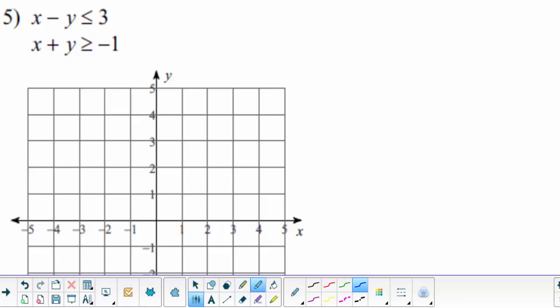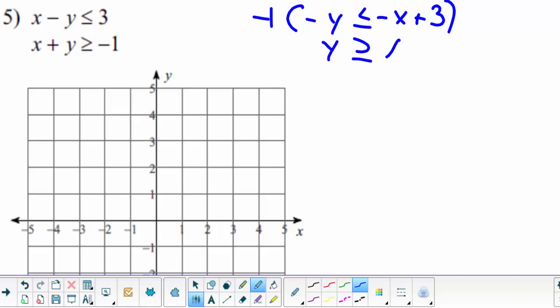All right, so I'm going to give you guys a chance to pause this and try this and see how you do. So for the first equation, we would say we need to subtract x from both sides. And now we need to multiply everything by a negative 1. So we'd have y is greater than or equal to x minus 3. It's the same thing here. We've got to fix that one. So we're going to subtract x from both sides. So we'd have y is greater than or equal to negative x minus 1.